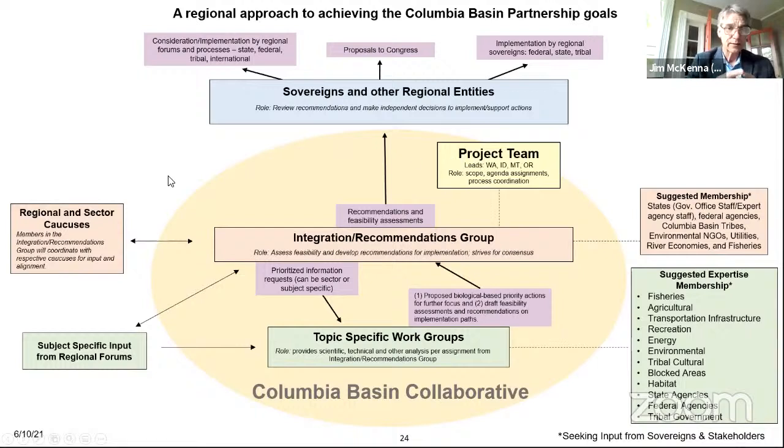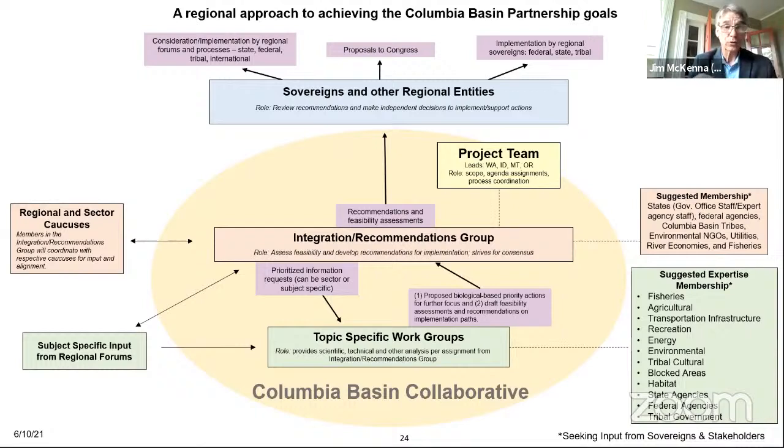The next box down is the integration recommendation group. This is what we previously called the plenary group, but after some of the feedback in February, we had some long discussions about, well, what's this group really trying to do? And we kept coming back to the fact that that group was going to do two major tasks. One is they would take information that rolls up and recommendations that roll up from the work groups, and the work groups are issue specific.